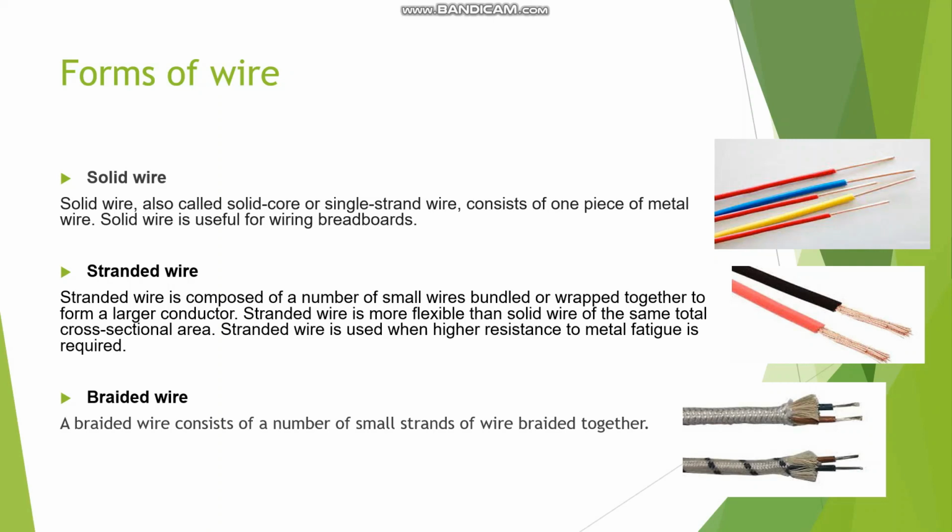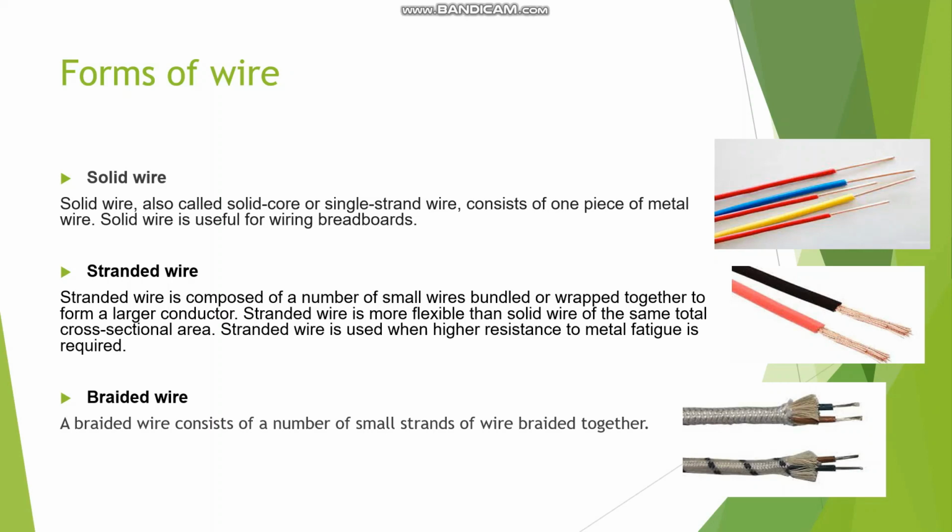So for the form of wire, we have three types, the first being solid wire. Solid wire, also called solid core or single strand wire, consists of one piece of metal wire. Solid wire is useful for wiring breadboards. Solid wire is also cheaper to manufacture than stranded wire and is used where there is little need for flexibility in the wire.